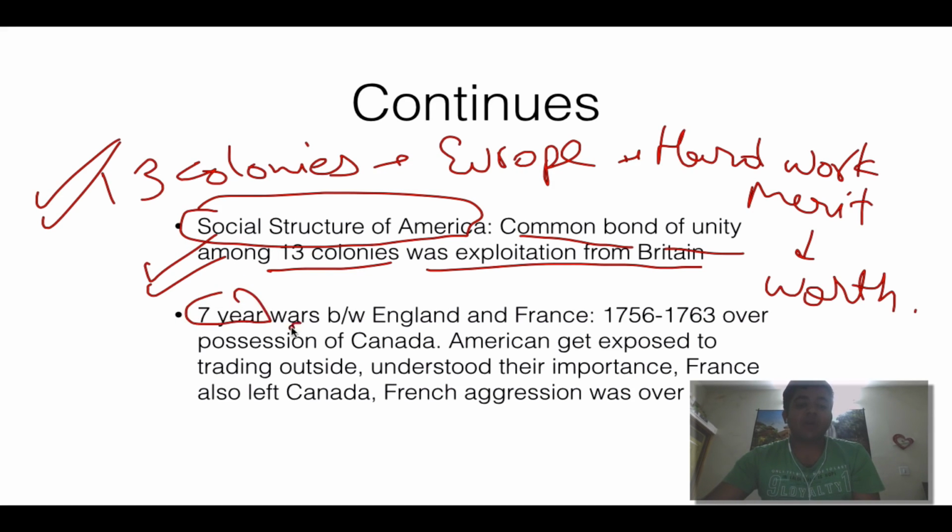Then the Seven Years' War happened between England and France. It happened from 1756 to 63. It was solely over possession of Canada.